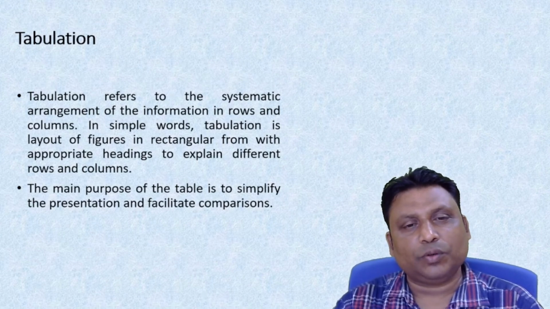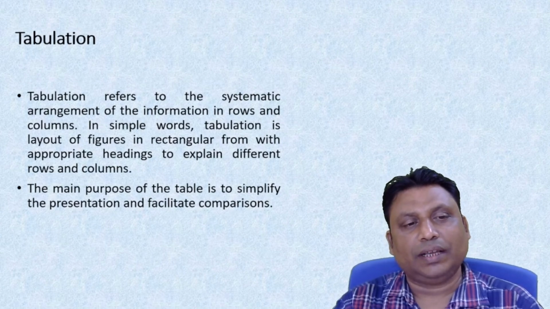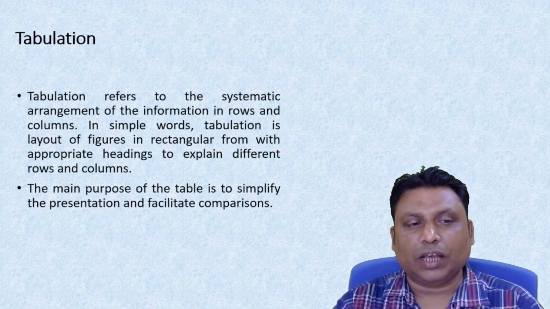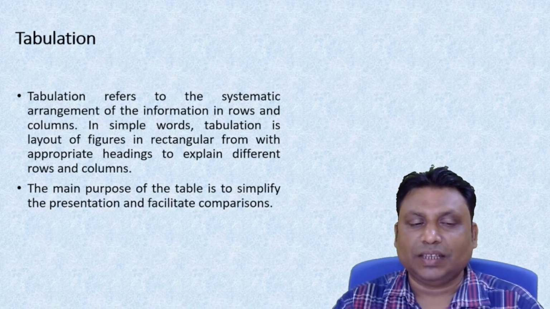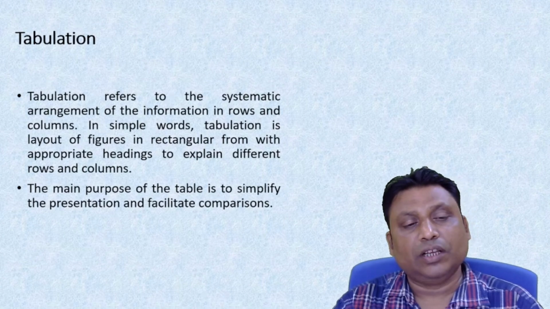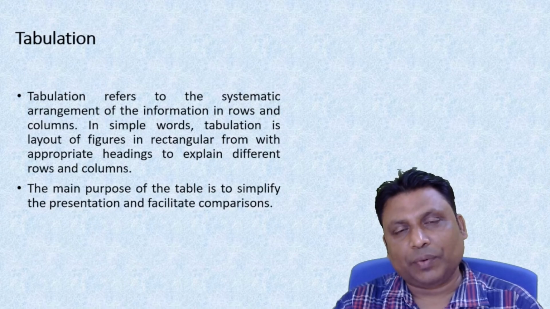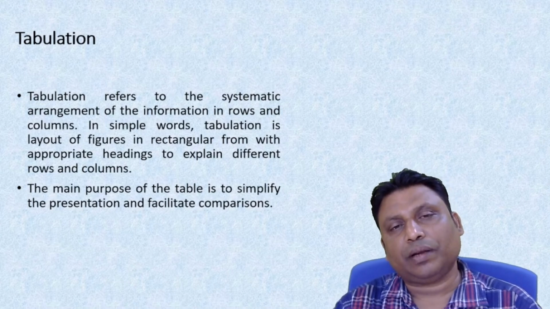Tabulation refers to the systematic arrangement of information in rows and columns. In simple words, tabulation is a layout of figures in rectangular form with appropriate headings to explain the different rows and columns. The main purpose of the table is to simplify the presentation and facilitate comparison. When you tabulate your data in tabular form, after that you can represent it graphically or go for the analysis for a better solution.